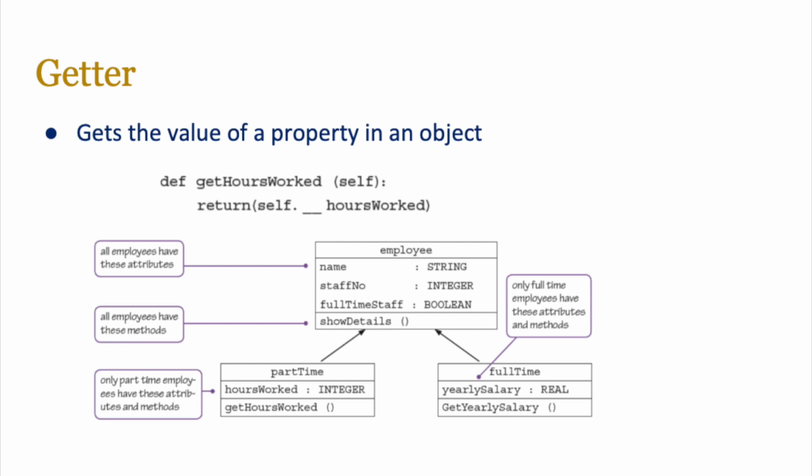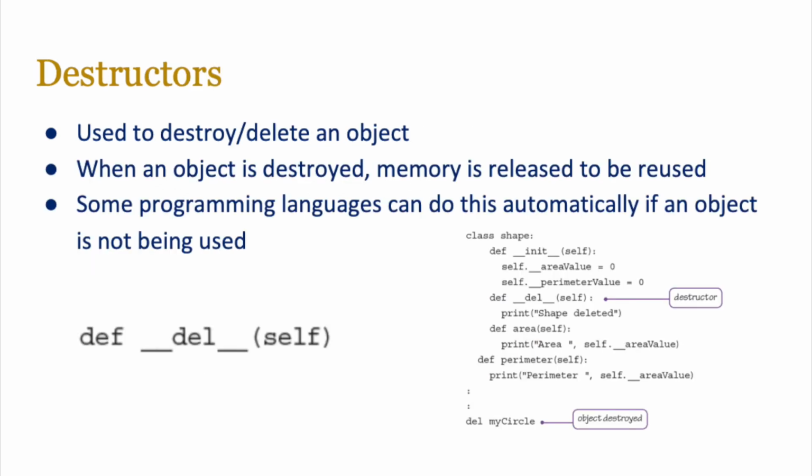Now, please make sure that you are remembering these key terms, because exam questions will often refer to these. Create a setter, create a getter. All you're simply doing is writing a property value or reading a property value and returning it to the main program. And finally, destructors are used to destroy or delete an object, and when an object is destroyed, the memory is released to be reused by something else. Some programming languages can do this automatically if an object is not being used. In others, you have to specify it.